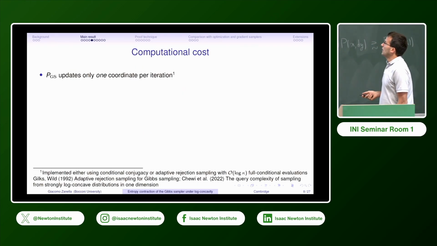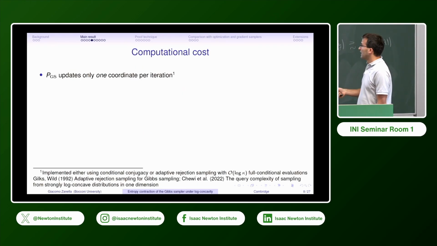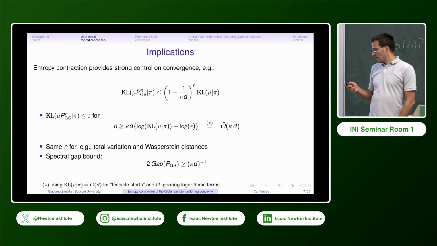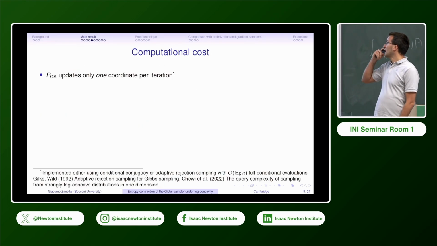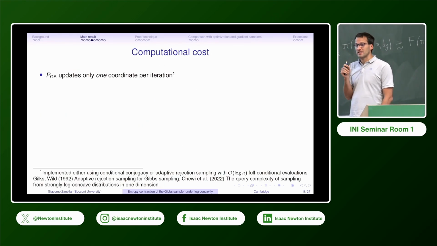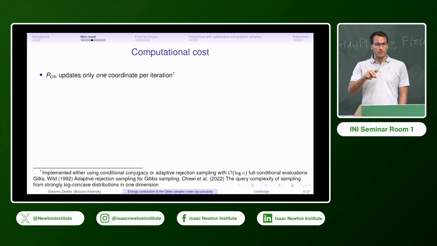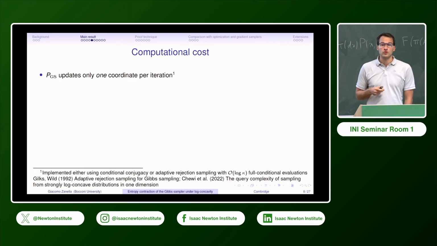Okay, so in terms of what is the implication in terms of computational cost of the algorithm? The key thing to notice is that we're studying the Gibbs sampler, which updates one coordinate per iteration. Okay, so we're picking randomly a coordinate to update, and we're updating it from the full conditional. Okay, so the computational cost of the algorithm will obviously depend on the model.